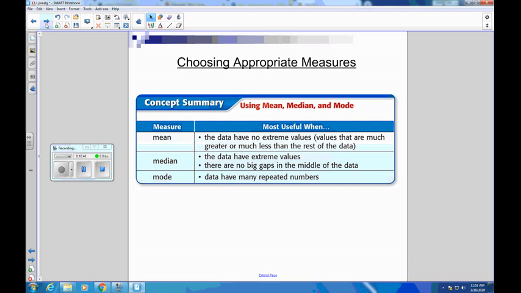The median we use when there are extreme values, and then there's no big gaps in the middle of the data. So the median, that's when I would use your test scores, or I would use median to find. I would use your test scores to find the median because that would give me a more accurate representation of what most of you were getting. And then the mode is when there are many repeated numbers.